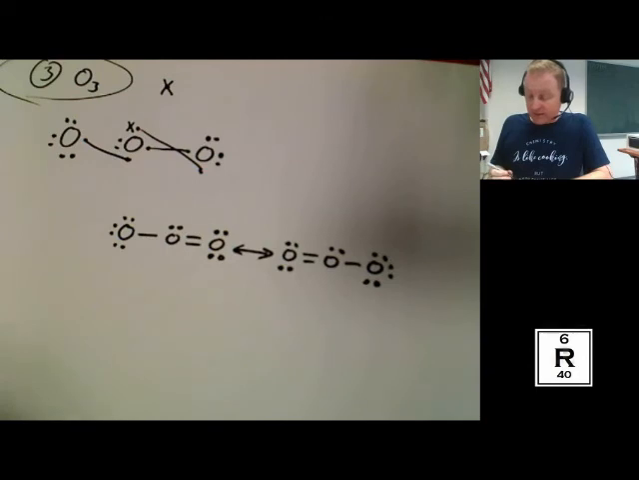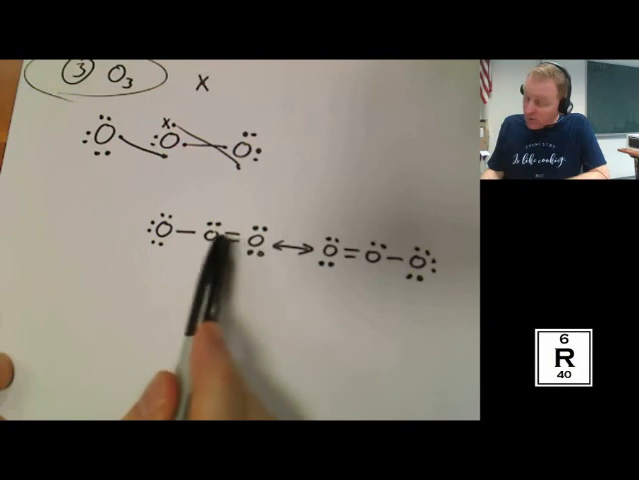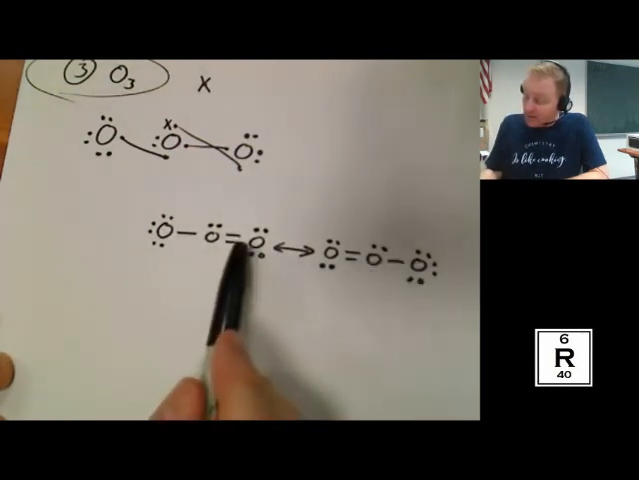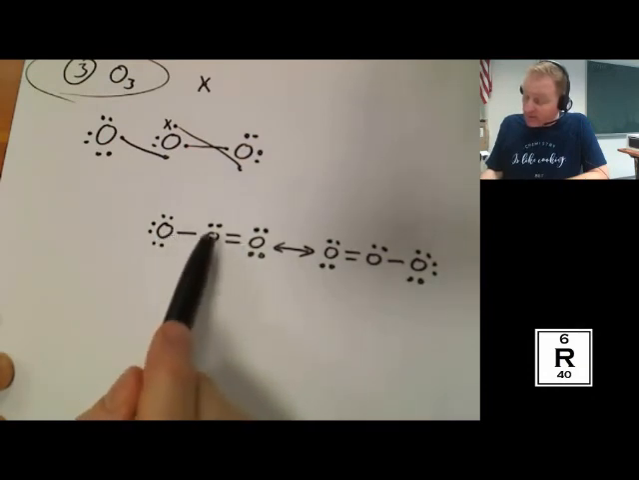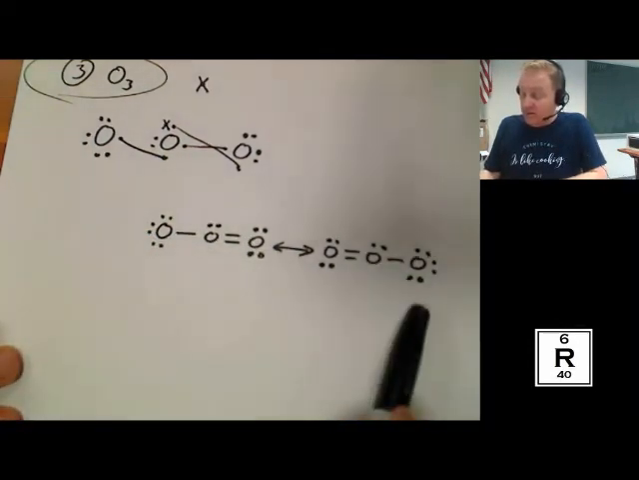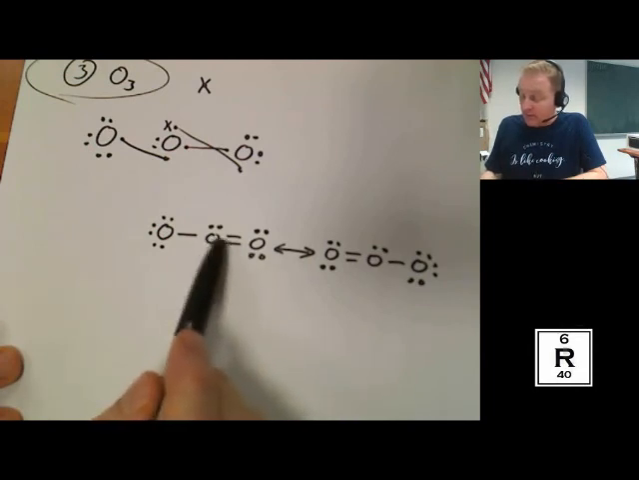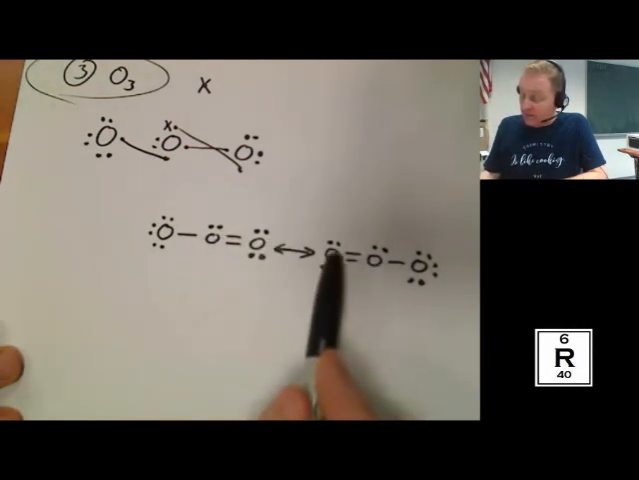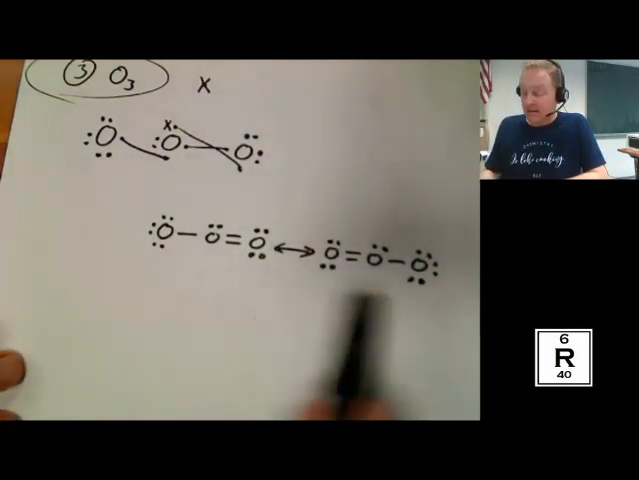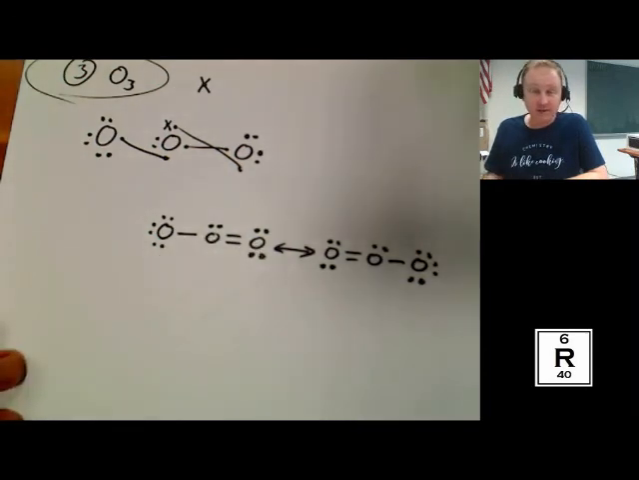Remember, a double bond would indicate that these two oxygens are closer together and this one's further away. This has more bond energy than this one. But the reality is with ozone, the center oxygen is right in the middle. They're equal distance from both other oxygens. And that's why resonance really helps to explain the structure of ozone, because this one makes it look like these two are closer, and then the second example looks like these two are closer. But the reality is, if you blend them together, that neither oxygen is as far away as a single bond, and neither oxygen is as close as a double bond.